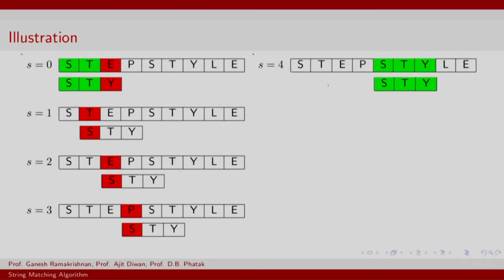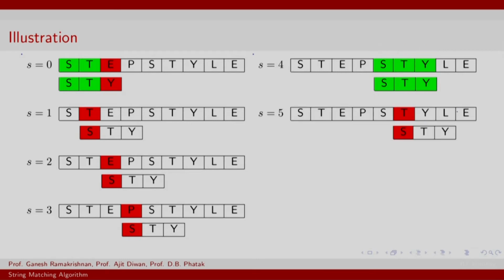However, at position 5, which corresponds to index 4 of the string, you find a match at all the three positions S, T and Y. So this basically results in one pattern match. You can continue this process if you are interested in finding all the pattern matches. You might stop here if you are interested only in finding a single pattern match.